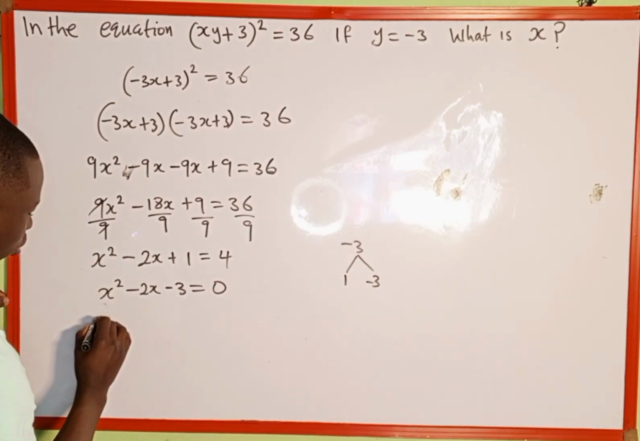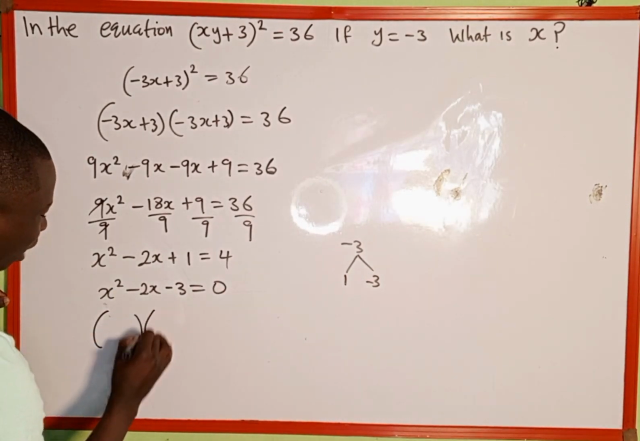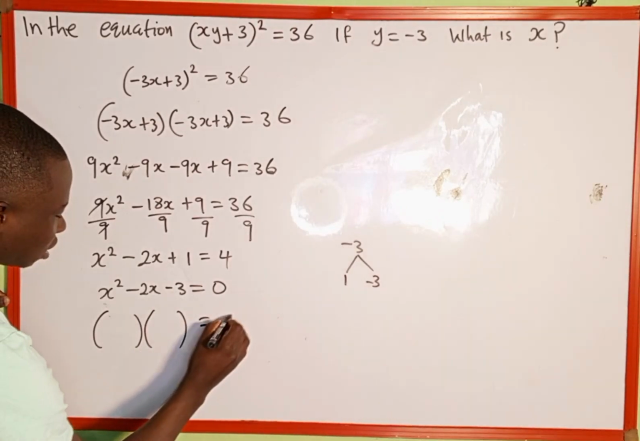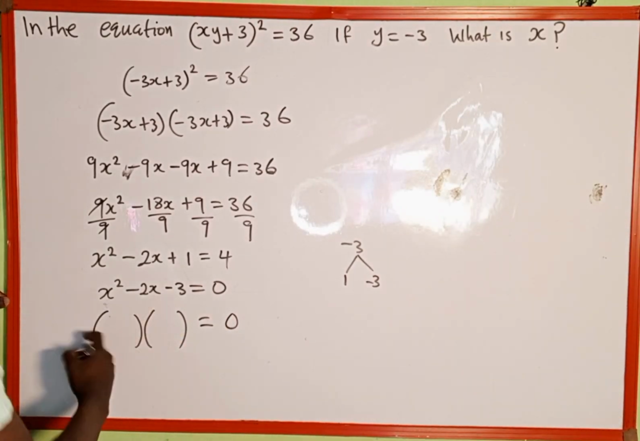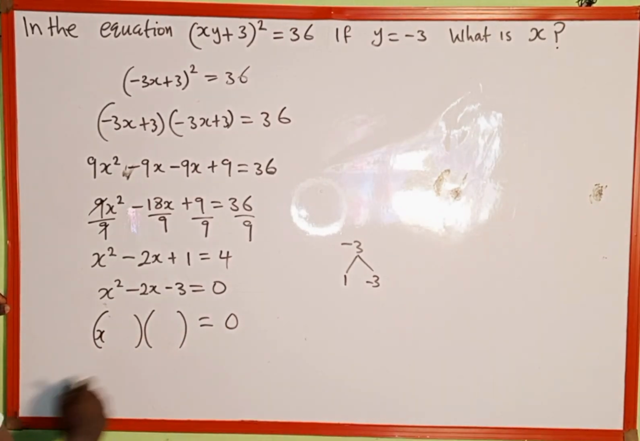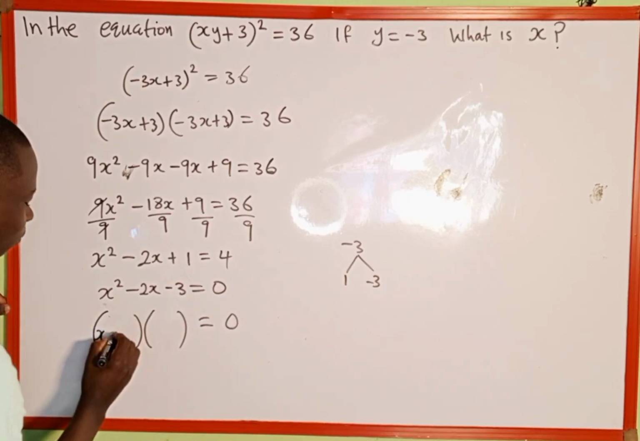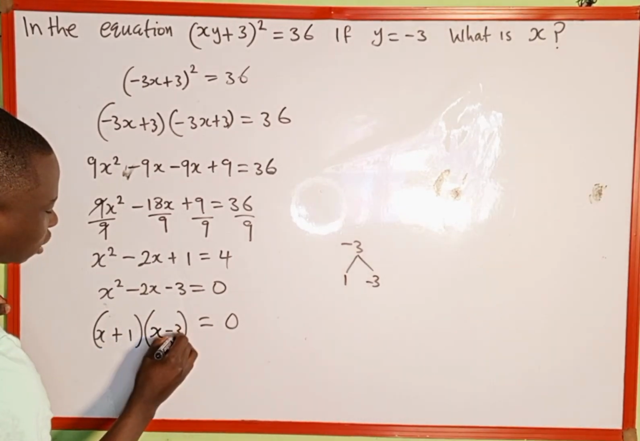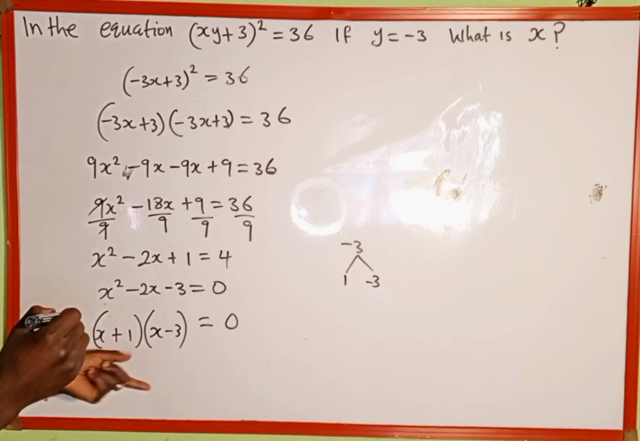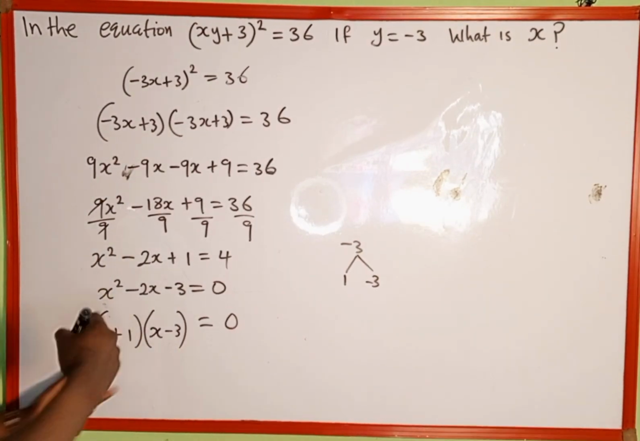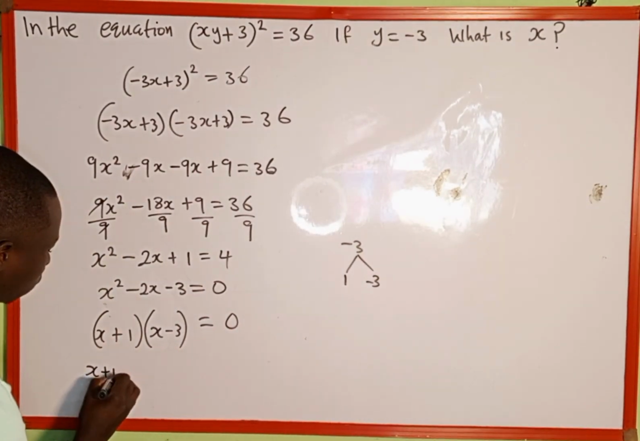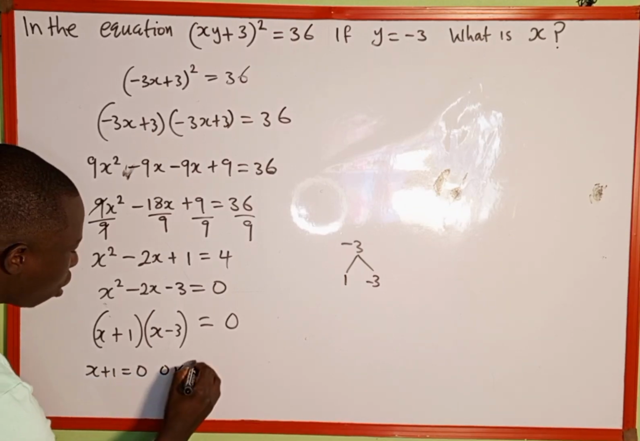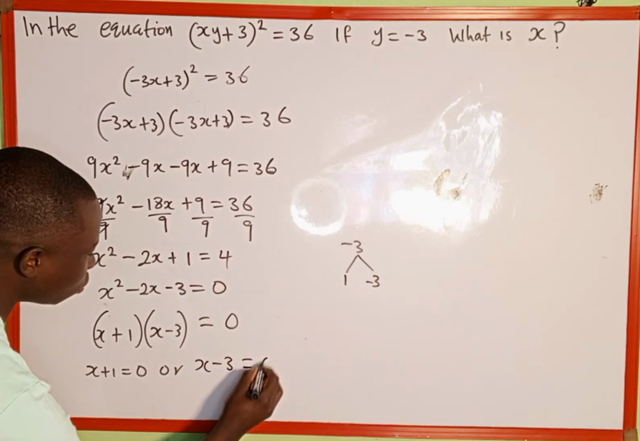Then in factorization, what do we do? We open 2 brackets, use the 2 brackets to multiply each other, then equate it to 0. So the variable we're looking for is x. Write x here. So the first number is positive 1, then the second number is negative 3. So (x + 1)(x - 3) equals 0. And when 2 terms multiplied by each other give 0, either the first one, x plus 1 is equal to 0, or the second one, x minus 3 is equal to 0.